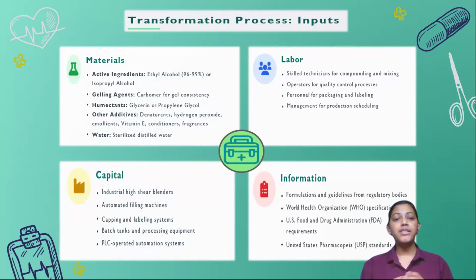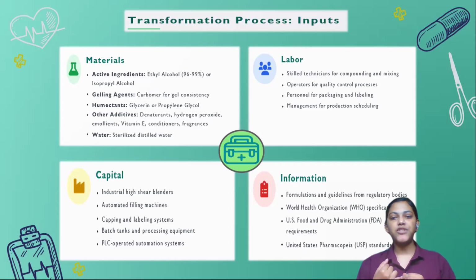Materials like active ingredients include ethyl alcohol, 96 to 99%, or isopropyl alcohol. Gelling agents like carbomer for gel consistency in gel hand sanitizers can also be used. Humectants like glycerin or propylene glycol are also used. Other additives like deodorants, emollients, hydrogen peroxide, vitamin E, conditioner, and fragrances can also be used to increase the productivity as well as quality of the hand sanitizer. Sterilized distilled water is a must in production of hand sanitizer.